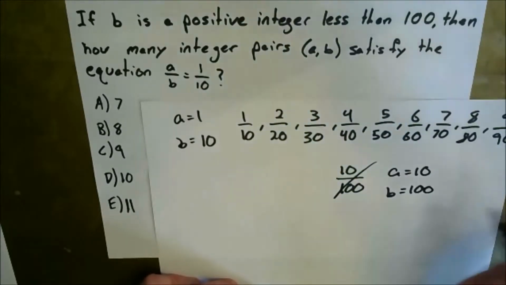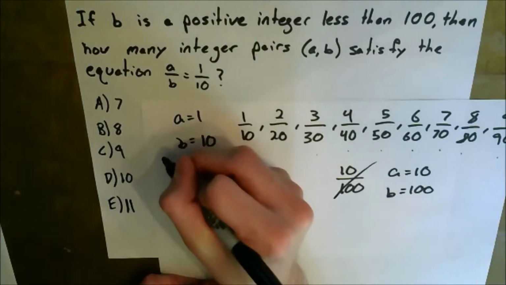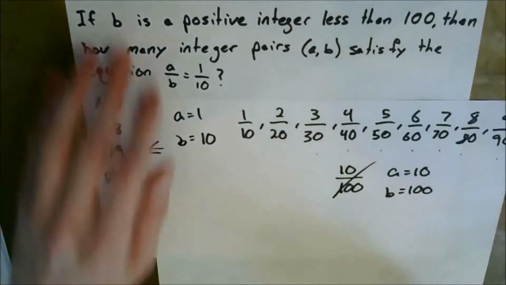That doesn't work, so we count out the ones we do have, 1, 2, 3, 4, 5, 6, 7, 8, 9, and the answer is C. There are 9 integer pairs that satisfy the equation.